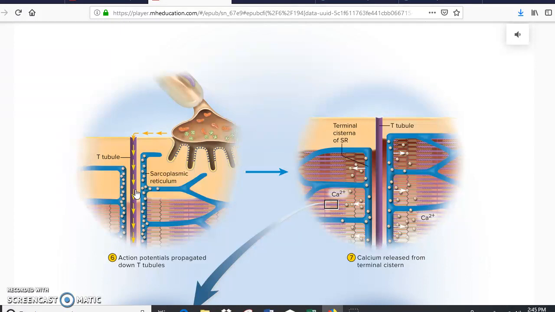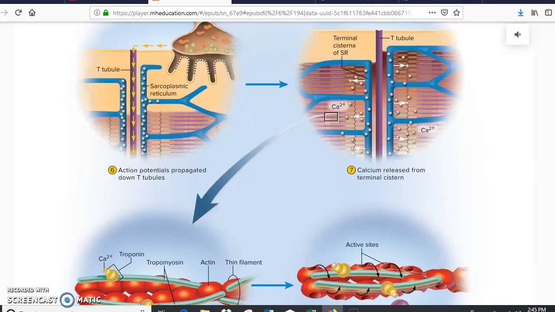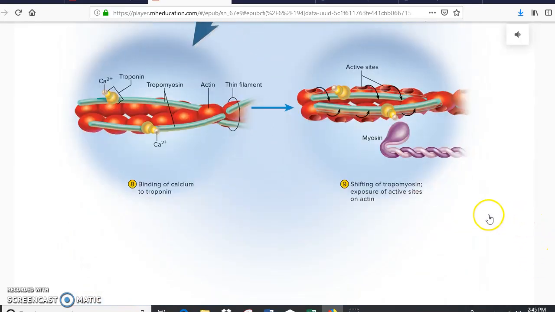This electrical positivity that happens inside your cell is going to activate the release of calcium from the sarcoplasmic reticulum. And that's what you see right here from the blue containers, how the calcium gets released into the muscle. What happens when the calcium gets released into the muscle? Calcium is going to attach to troponin. Troponin activates tropomyosin. Tropomyosin slides down, and it makes the active sites available for myosin.